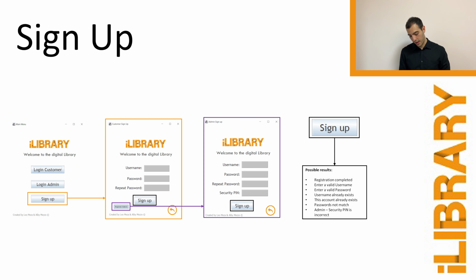So there is the username, the password, and repeat password, and then sync up. After we click register admin, we can register the admin, but there is a little difference: we need a security pin. This security pin can be changed only from the code. Then, after we put all the information, we can have different types of output. We can have the pop-up of registration complete, or we can have enter a valid username, enter valid password, the username already exists, etc., etc.